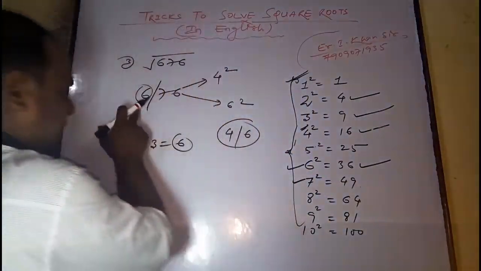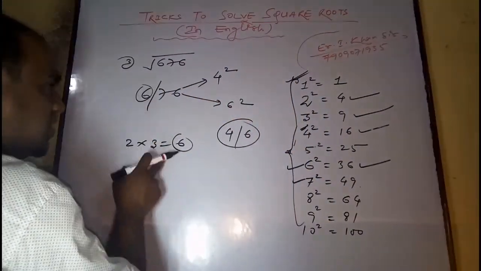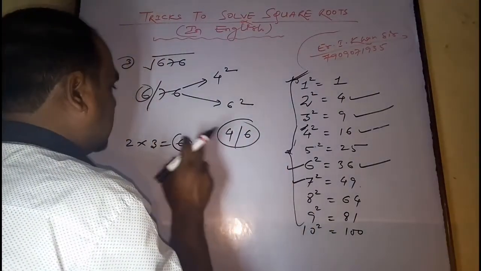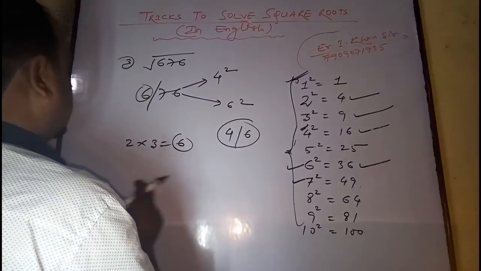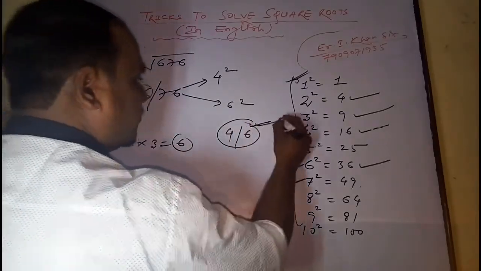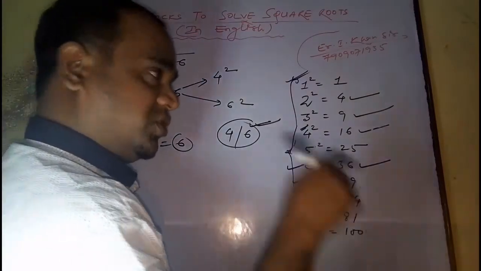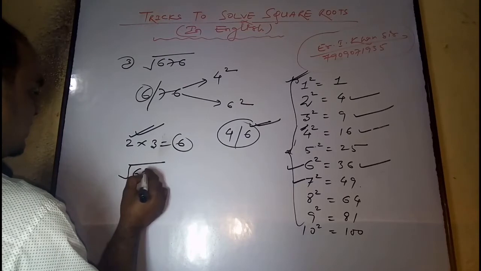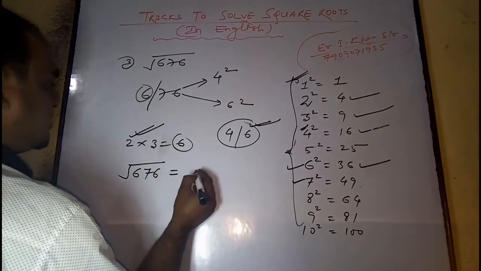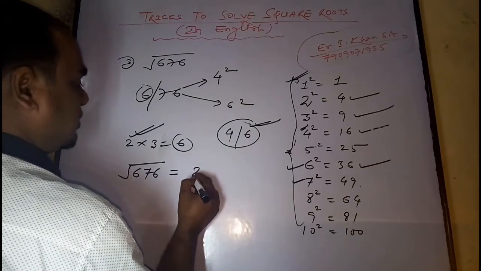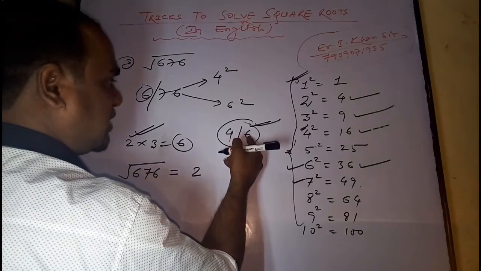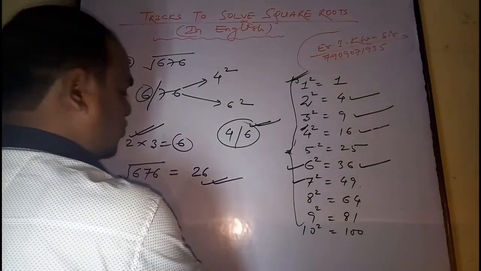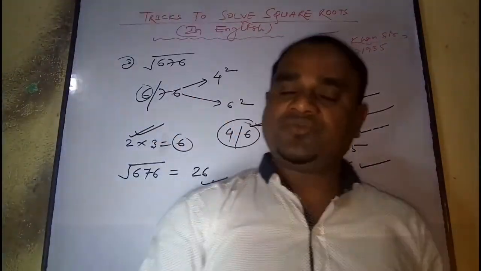In such a case, if these two numbers are equal, then you have to take the larger number as your last digit. Okay, the first digit will always be the smaller number. Therefore we can say that the square root of 676 is 2, and you have to take the larger number here, 6. The square root of 676 is 26.